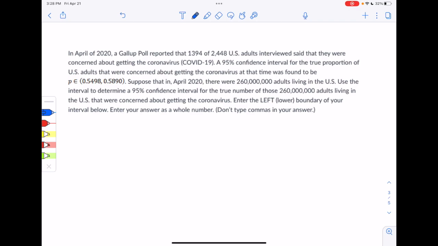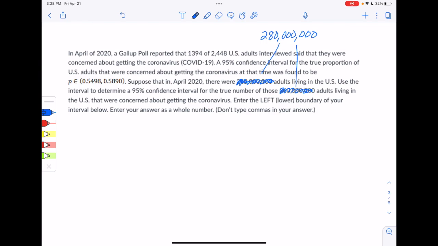Suppose that in April 2020 there were 260 million adults living in the U.S. Use the interval to determine a 95% confidence interval for the true number of those 260 million adults living in the U.S. that were concerned about getting the coronavirus. Enter the left boundary below. We'll do the left and right and show the interval, and then I'll talk about how you would enter the answer into active learning. But first, in the interest of giving help rather than answers, instead of assuming 260 million adults at that time, we're going to work with 280 million adults. Absolutely the same idea, but slightly different answer. So you'll just have to make a little bit of an adjustment on this.